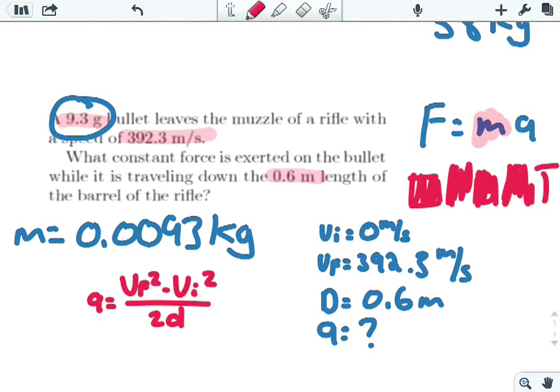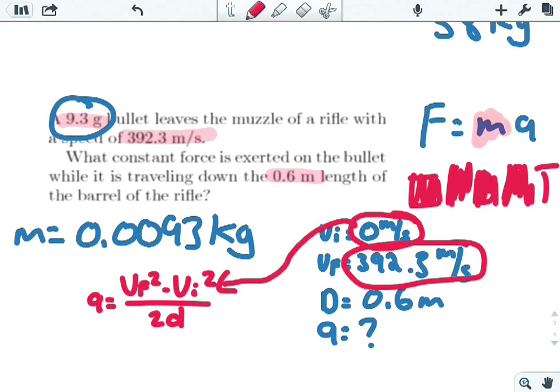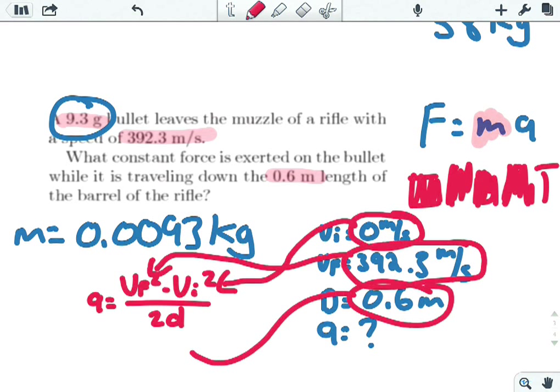To solve the rest of the problem, all we have to do is plug in our variables. So we're going to plug in our initial velocity, our final velocity, and our distance. Once we plug all these in and calculate it, that will give us our acceleration. And then all we have to do is take our answer for the acceleration and multiply it by our mass, because remember, force equals mass times acceleration. Plug all those in, solve for acceleration, multiply it by the mass, and that will give us our answer.